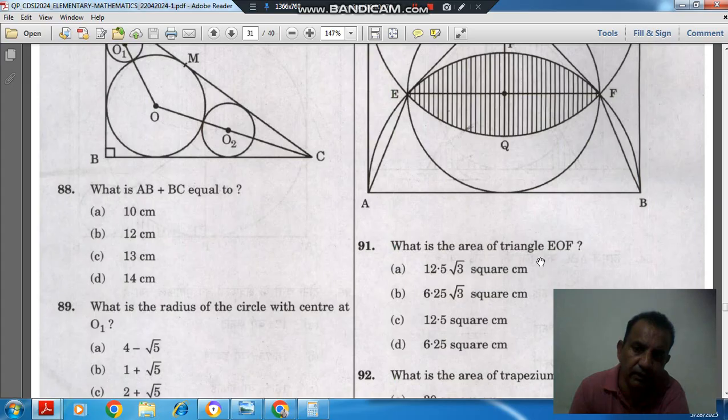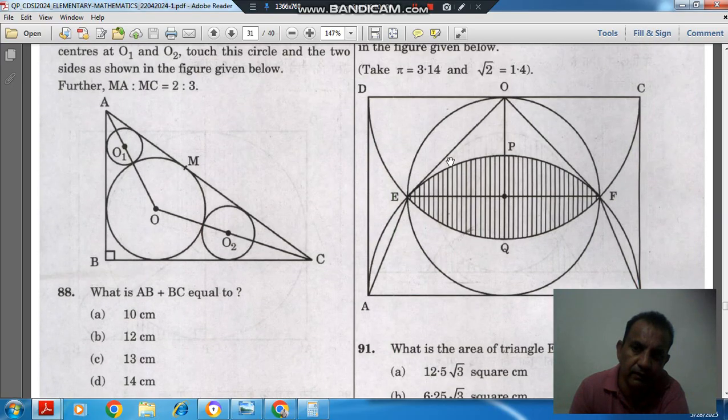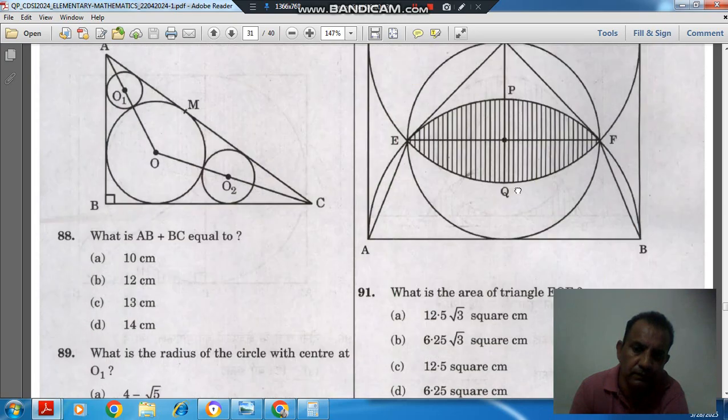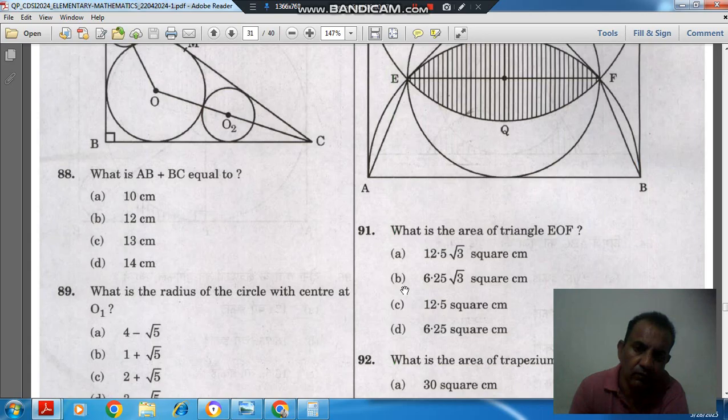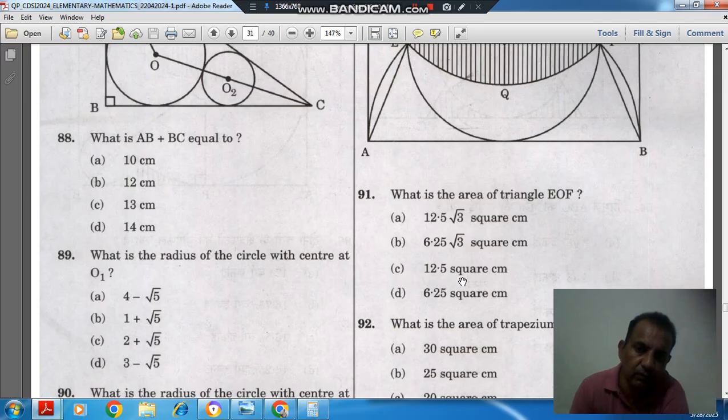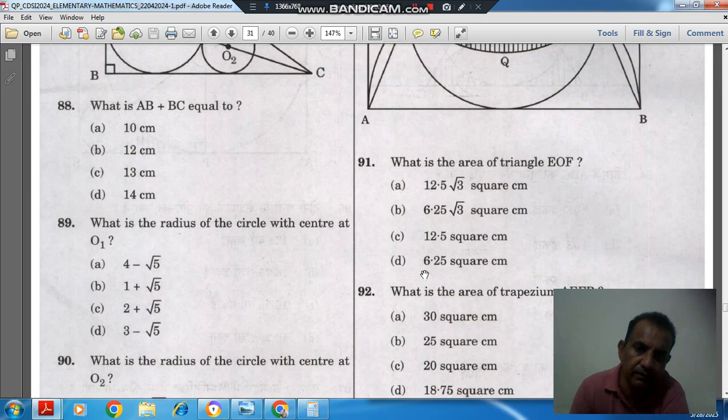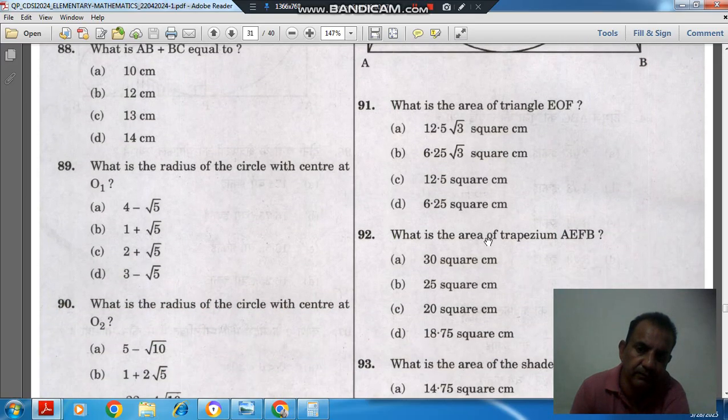So here first question is question number 91. What is the area of triangle EOF? Option A 12.5 root 3 square centimeter. Option B 6.25 root 3 square centimeter. Option C 12.5 square centimeter and option D 6.25 square centimeter.